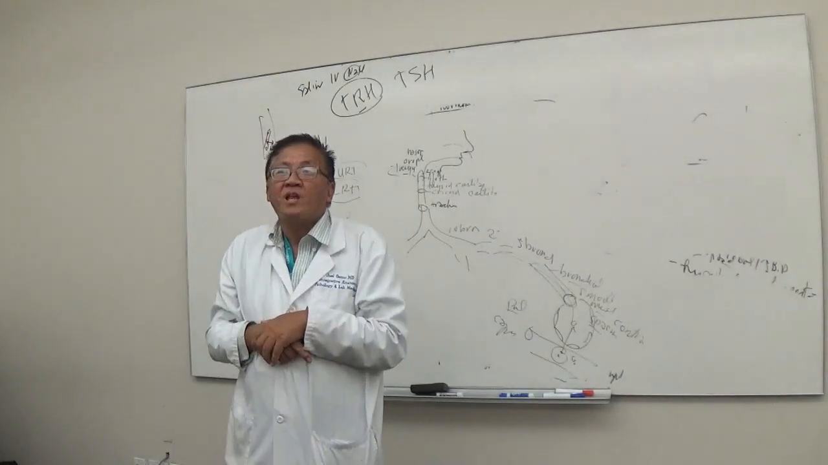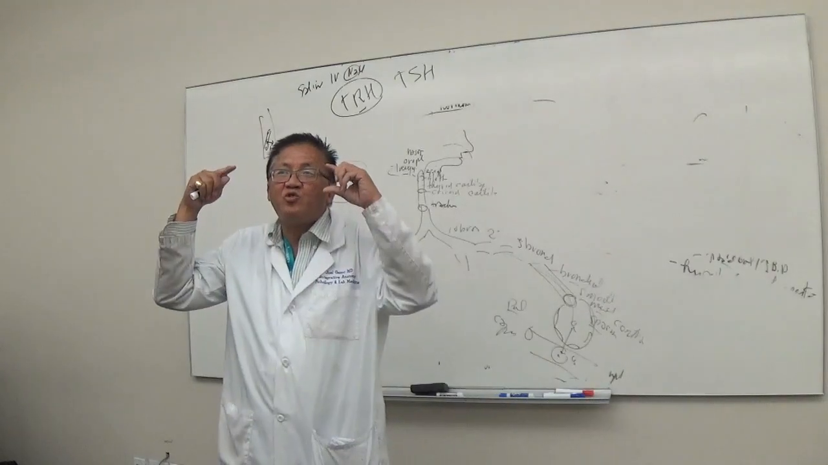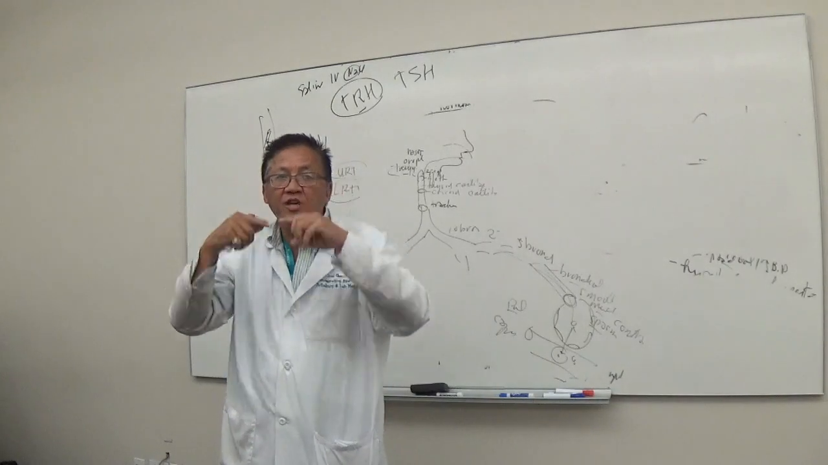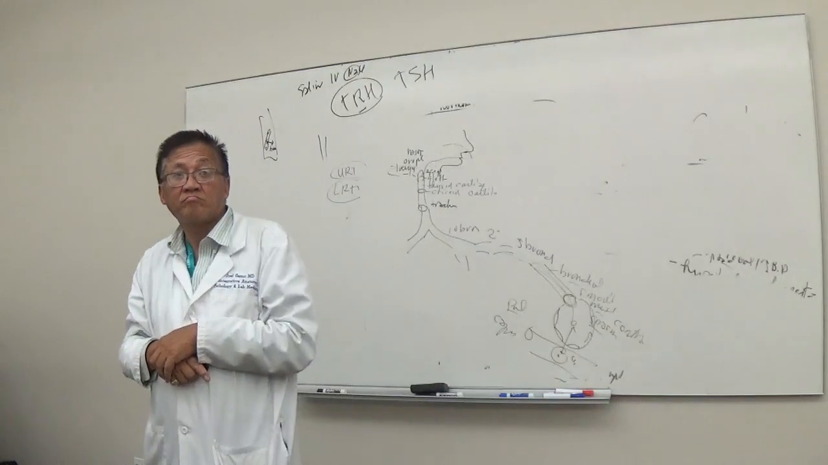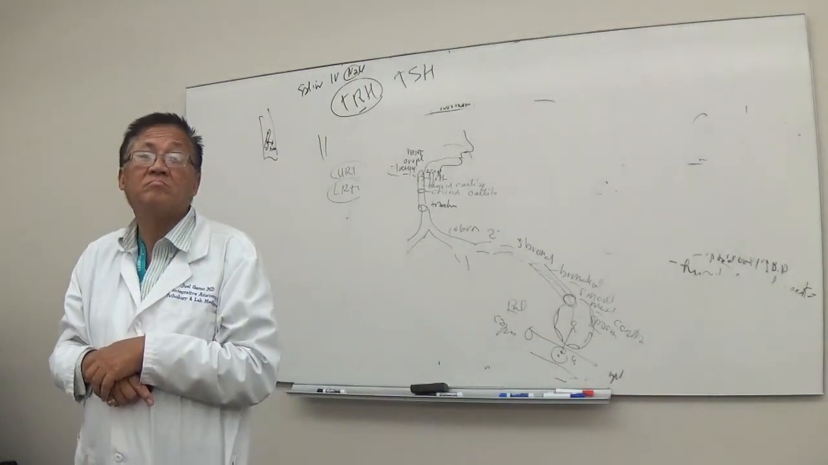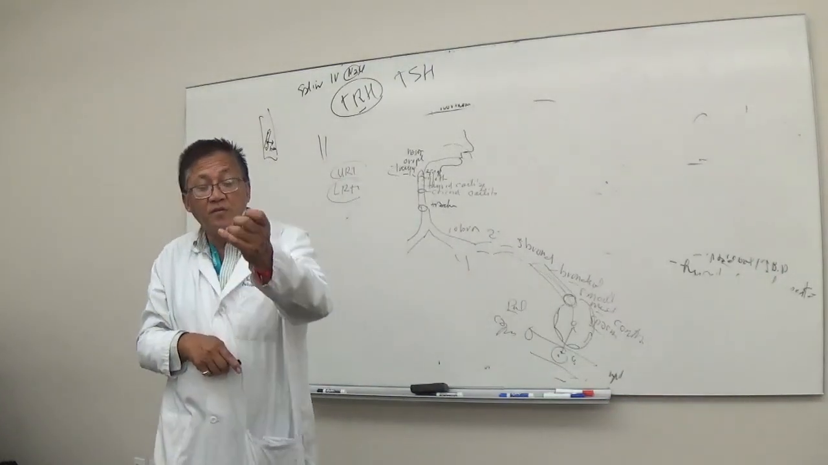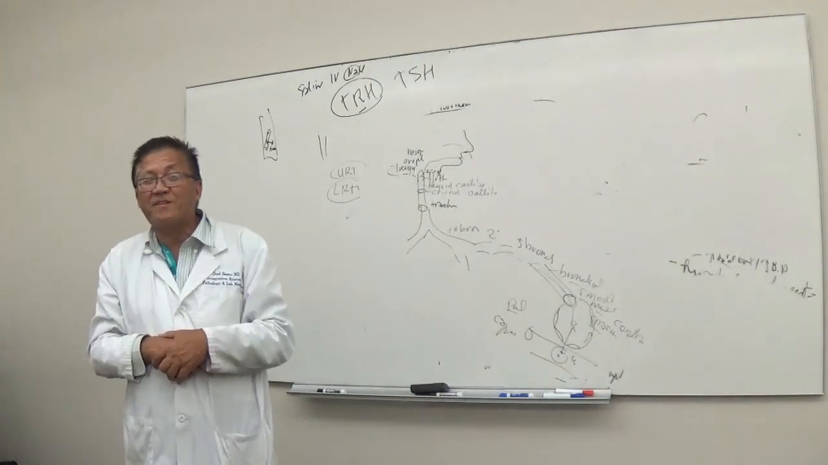The purpose of the sinuses is to produce the mucus, and it should go where? Into the nose. Why? What for?